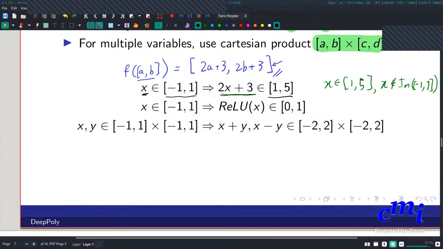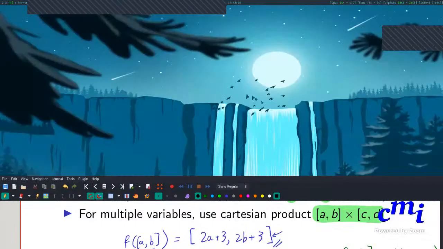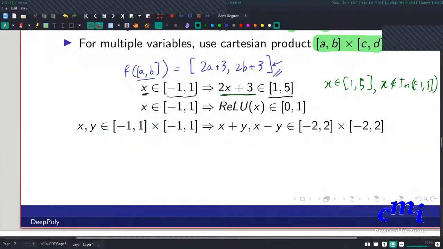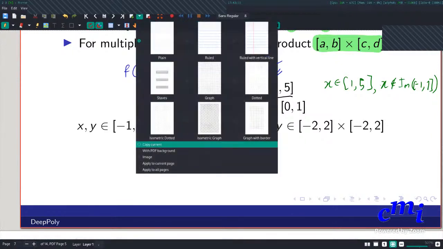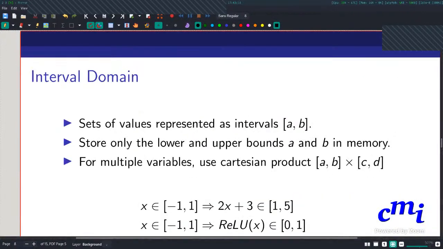This abstract transform is actually precise. We're not losing any information here, right? Does this make sense? Yeah. Okay, so now let's go to the next example.